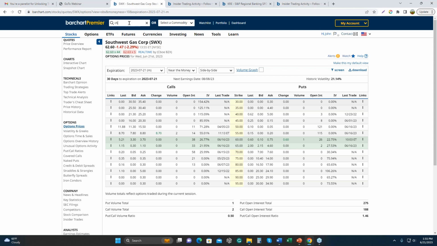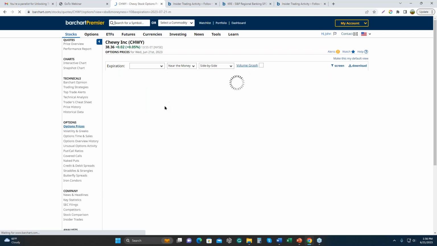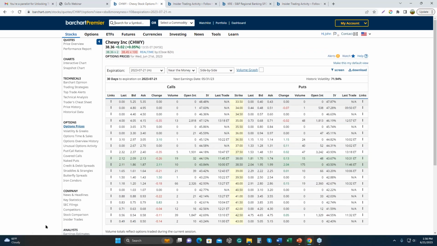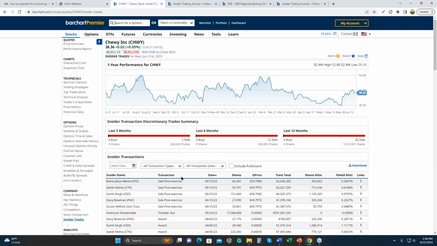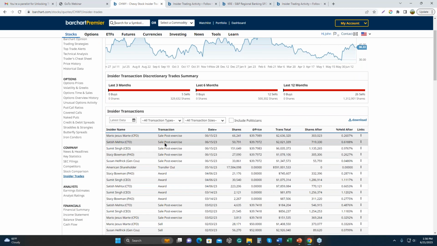So here's Chewy. Some of you might be familiar with this stock. I think this is a pet delivery company. And what do we see here? Well, again, over the last 12 months, over the last 6 months, over the last 3 months, we see a lot of selling in terms of number of shares and in terms of number of units of selling.